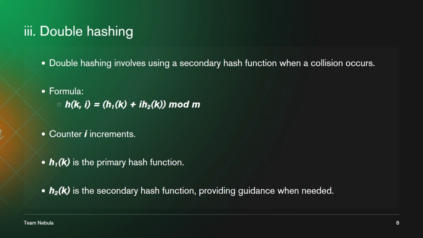Double hashing. If a collision occurs after applying a hash function h(k), then another hash function is calculated for finding the next slot. h(k,i) equals (h1(k) + i*h2(k)) mod m.